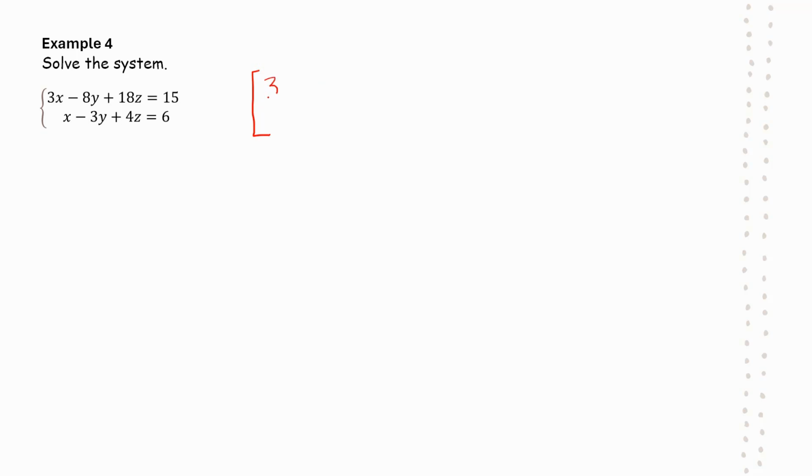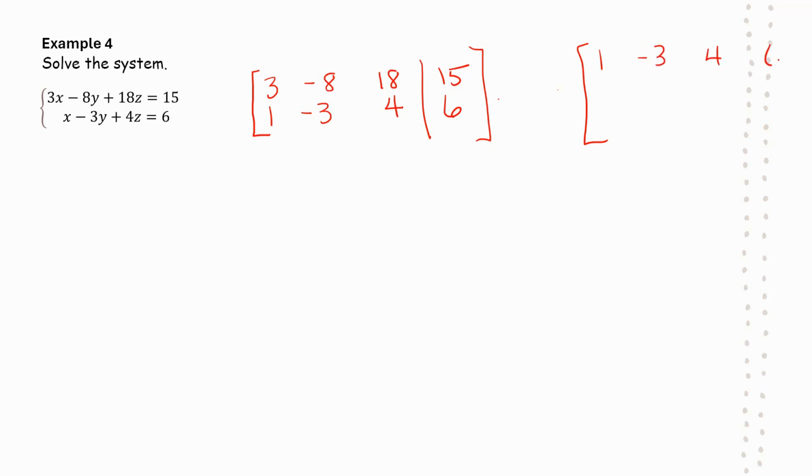So we've got 3, -8, 18, 15, and we've got 1, -3, 4, 6. Now we will want to switch the equations around. So 1, -3, 4, 6, and then 3, -8, 18, 15. And now we want to multiply the first equation by -3 and add it to the second equation so that we can get a 0 in the first spot in the second equation. We'd say -3 times row 1 plus row 2, and we're going to replace row 2 with what we get.